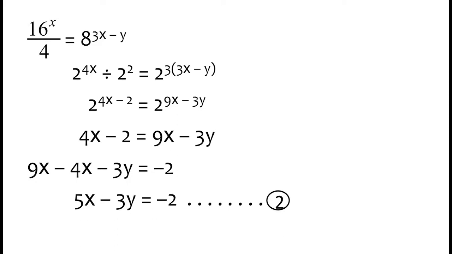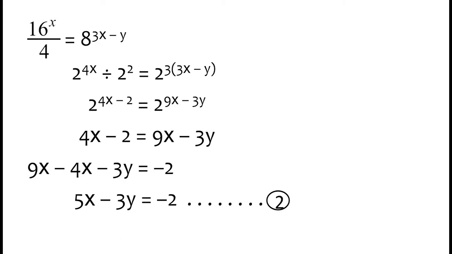And when you expand the exponent on the right-hand side, you will have 3 times 3x, which will give you 9x, and 3 times minus y, which will give you minus 3y.